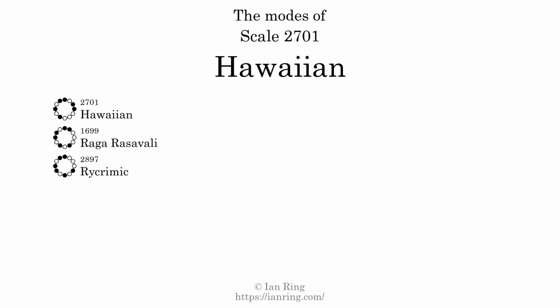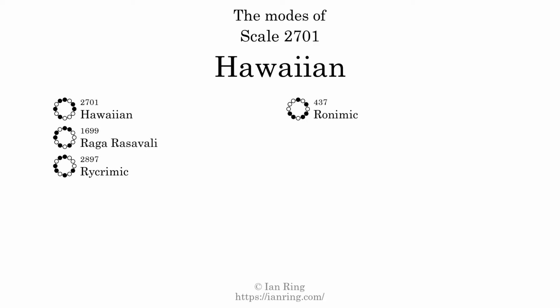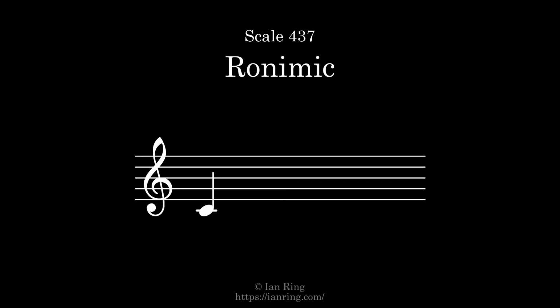The third mode is scale 2897, also known as Raikrimic. It sounds like this. The fourth mode is scale 437, also known as Ranimic. It sounds like this.